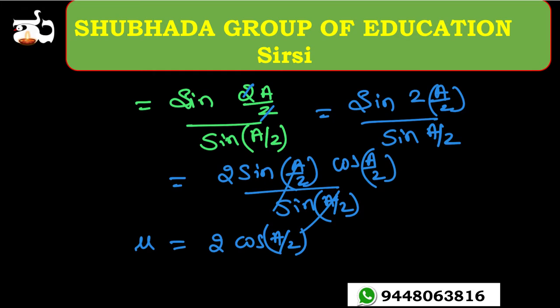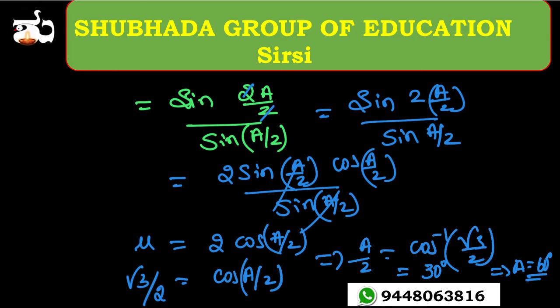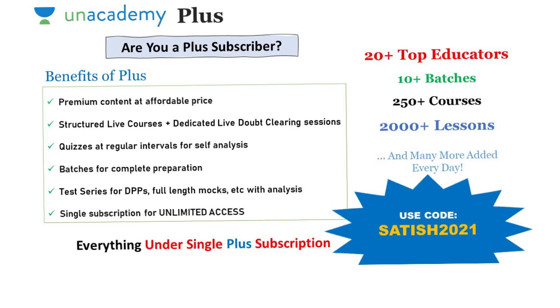This is the refractive index mu. So I will get root 3 divided by 2 equal to cos A by 2. What is the value of cos inverse? A by 2 equals cos inverse of root 3 by 2. That will give you how many degrees? This is 30 degree. So A should be equal to 60 degree. So 60 degree should be the right answer for this. This is how you can solve the problem.